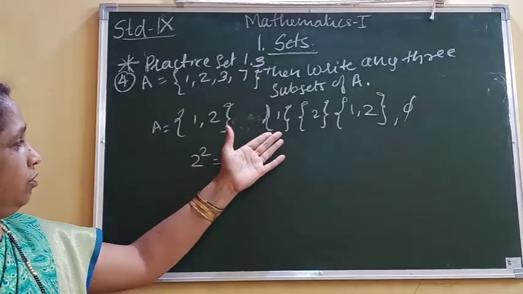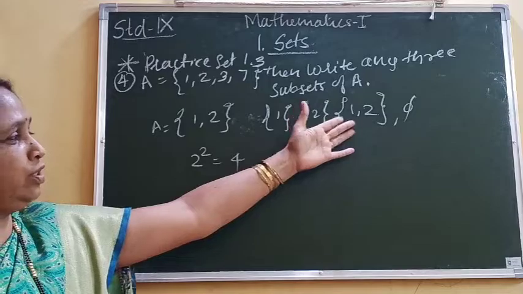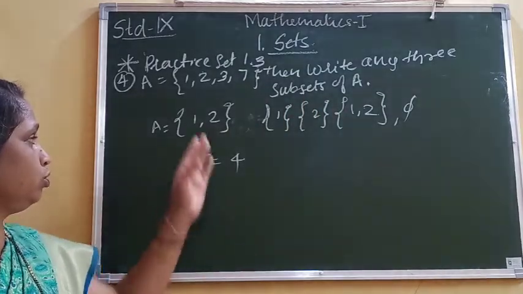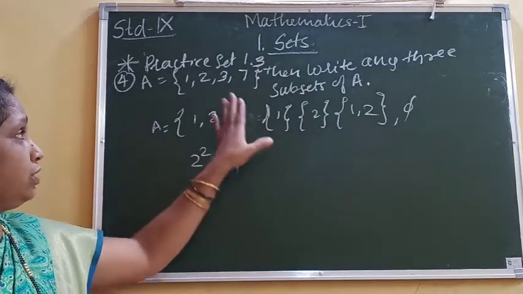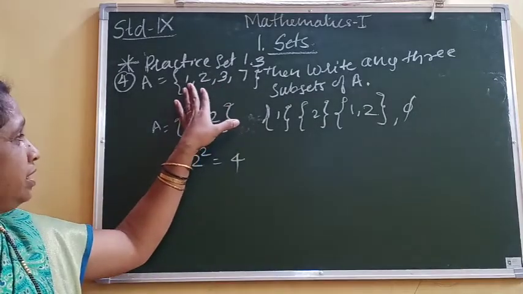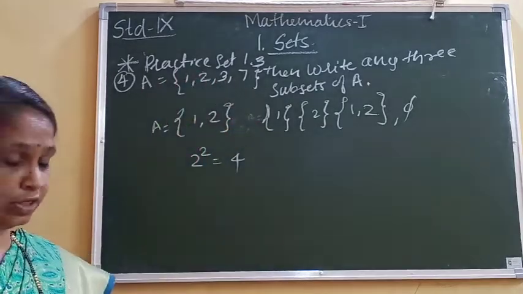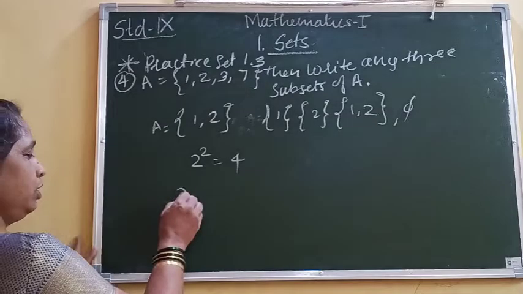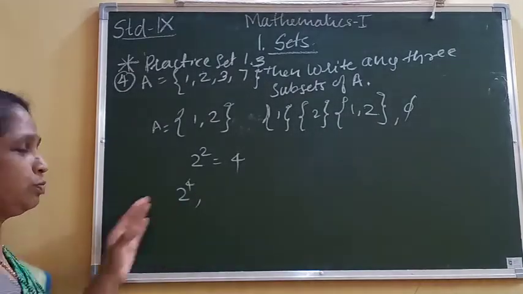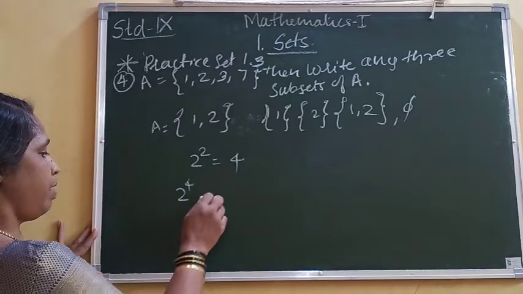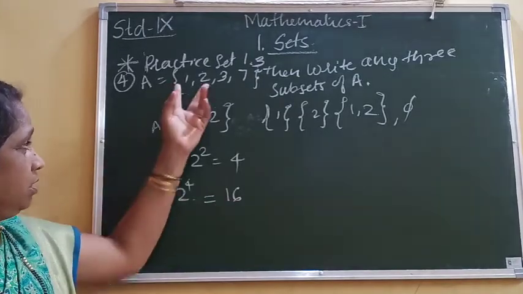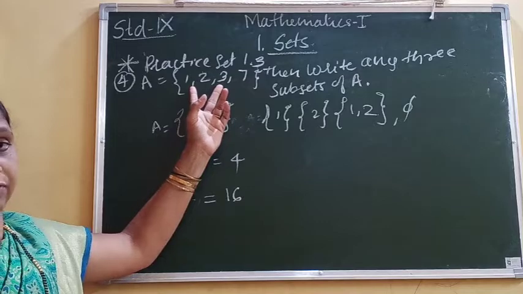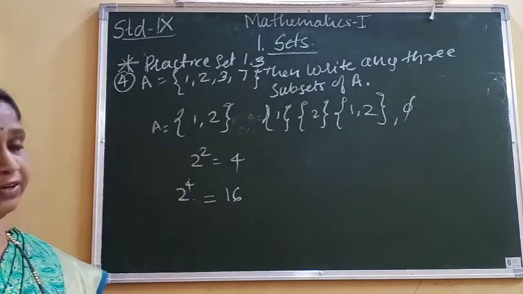So how many different ways can we write its subsets? As {1}, {2}, {1, 2} and the empty set. {2, 1} means the same way. Okay, so in this way we can write. Now here how many elements are given? 4 elements. So its subsets will be how many? 2 raised to 4. 2 raised to 4 means 16. So 16 subsets we can write.